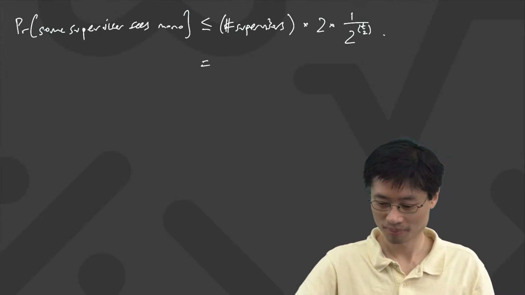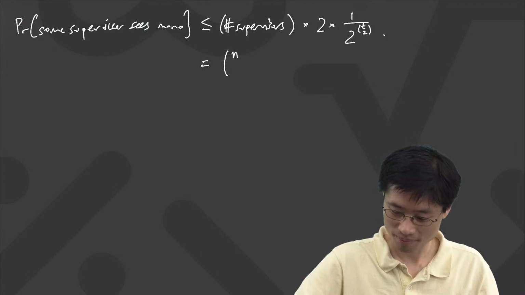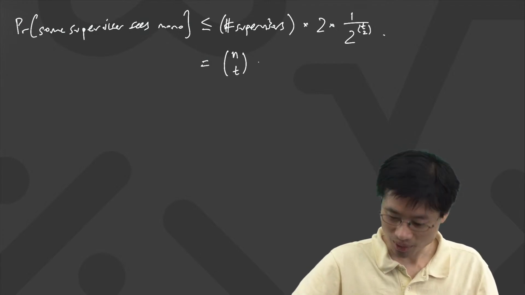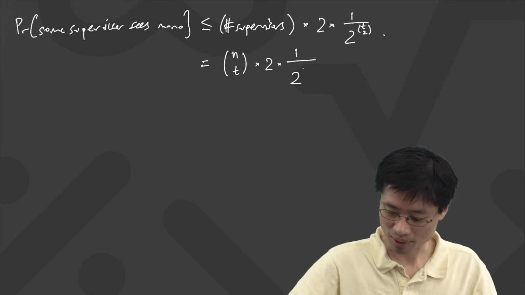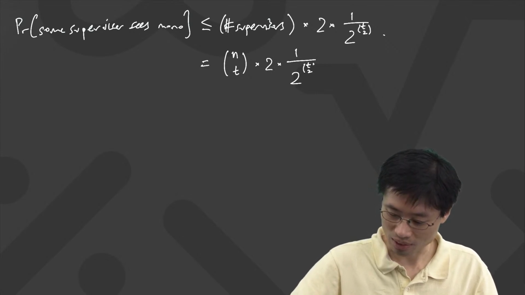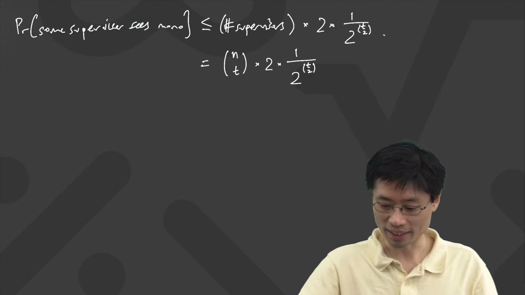Braden. We're going to fill those in a second. That's good. So n choose t, and write the same thing I had before, times 2 to the power t choose 2. And now remember what n is.